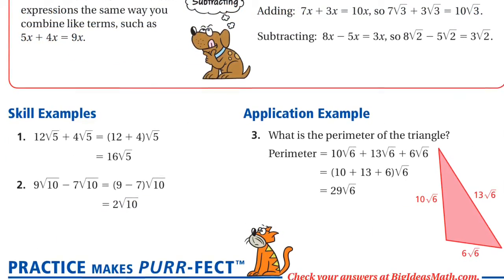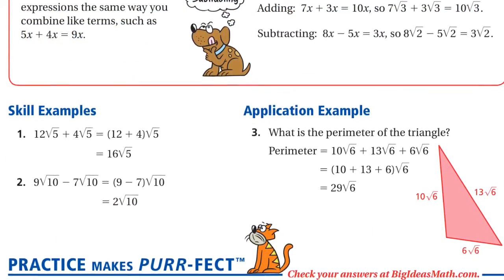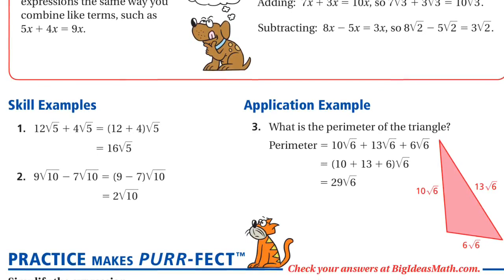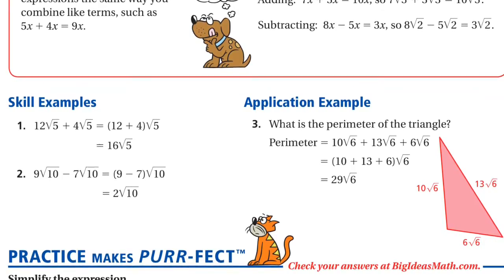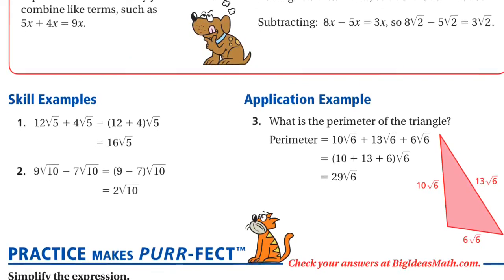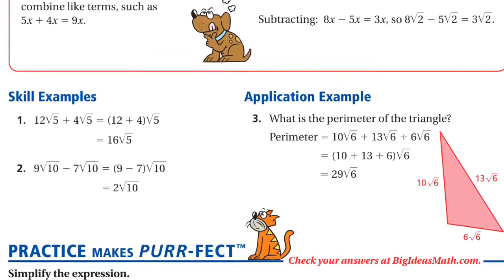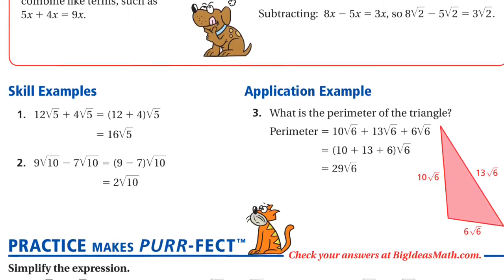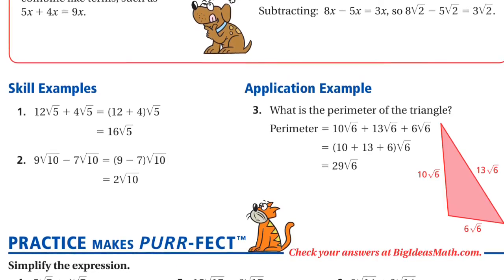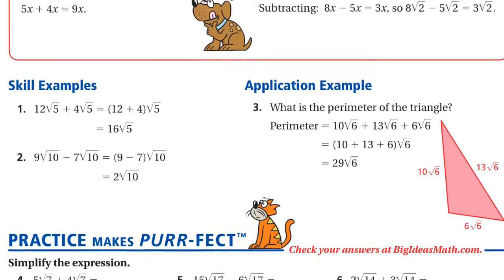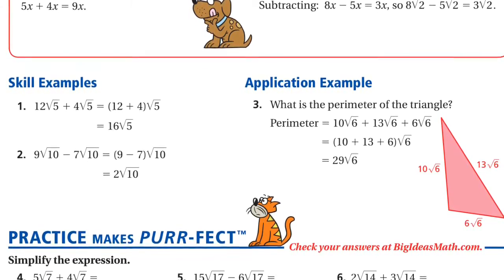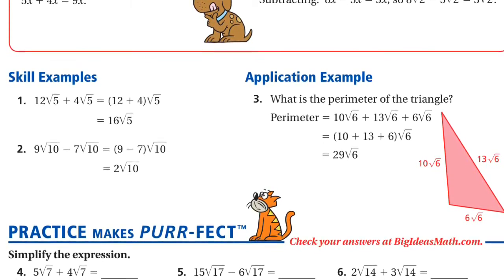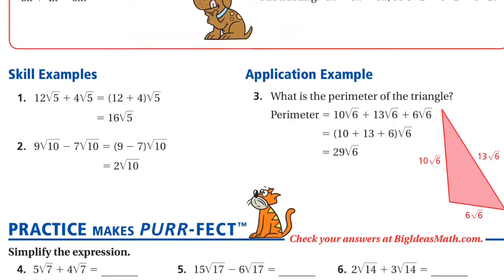All right, and if you look at skills example 2, you'll notice that they give us a sample of subtracting square roots. So we have 9 times the square root of 10 minus 7 times the square root of 10 equals, notice again, they're only subtracting the numbers next to the square root. So 9 minus 7 gives us 2. So the answer then becomes 2 times the square root of 10.